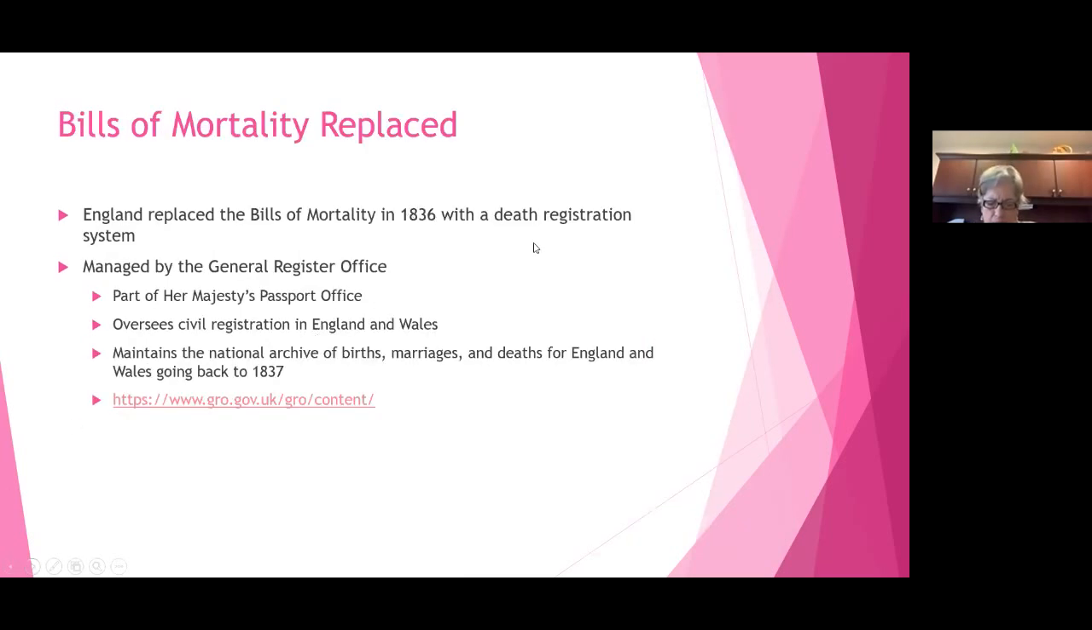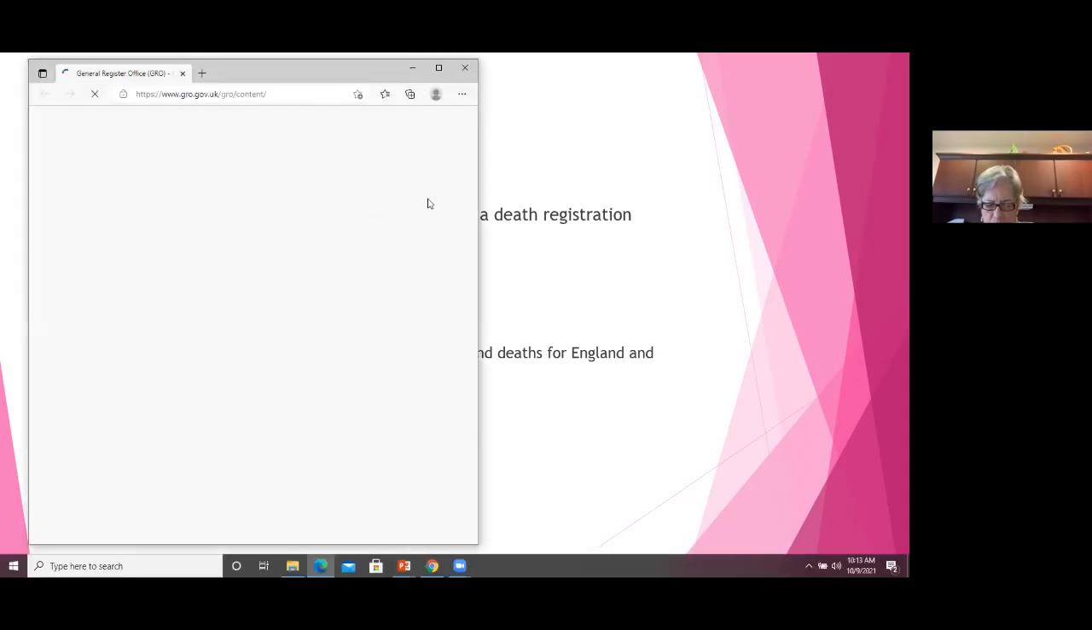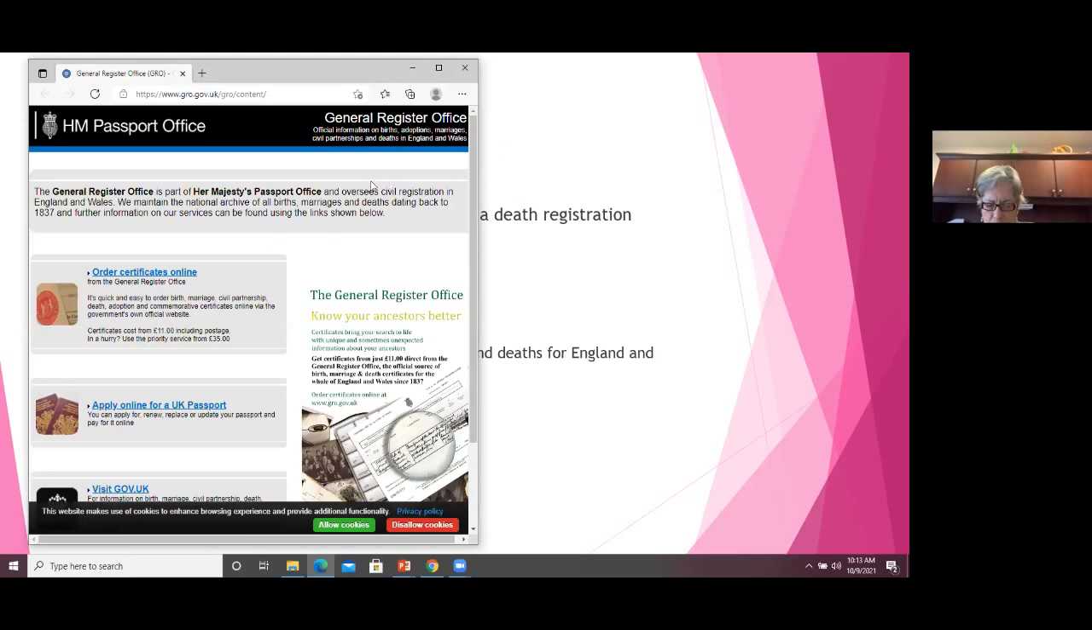Right, so all the way in 1836, the bills of mortality got replaced in England with an actual death registration system. It was managed by the General Register Office, which is currently part of Her Majesty's Passport Office, and it oversees all civil registration in England and Wales. And it also maintains the archives for births, marriages, and deaths for England and Wales going back to 1837. And this link is just, if you have ancestors that go back that way, this is where you could order their records.